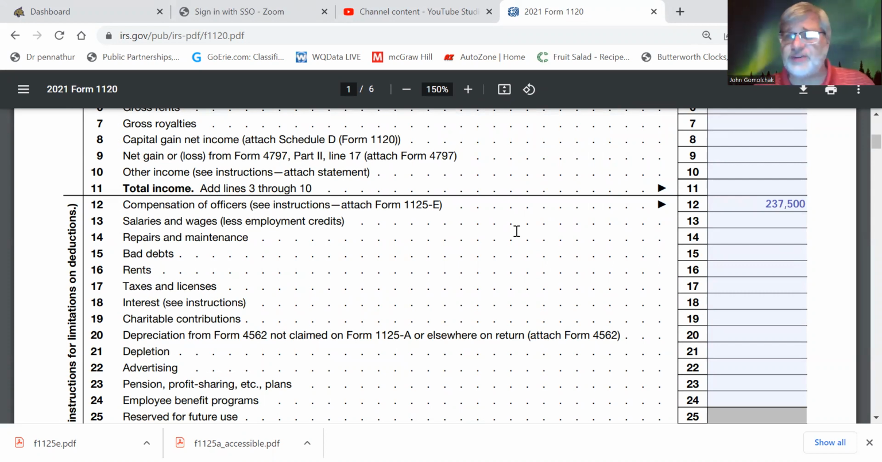That being said, that's all there really is to the 1125A and the 1125E. You have to take them together because they are interrelated forms. They do end up causing you to move things from one place to another. So let that be a warning that you have to do them together. That's all I'm going to bother with today.